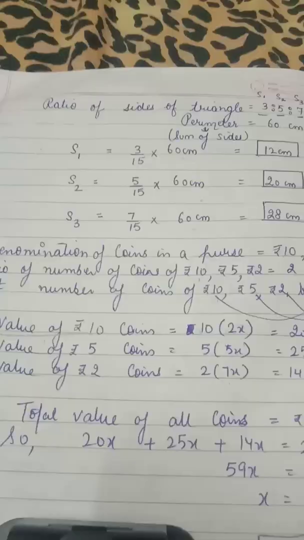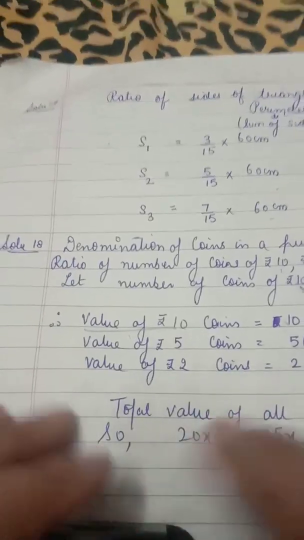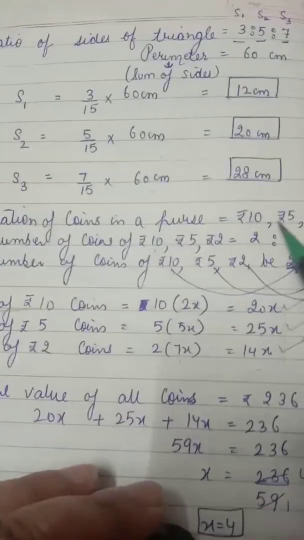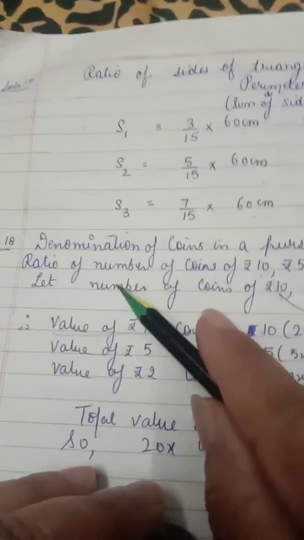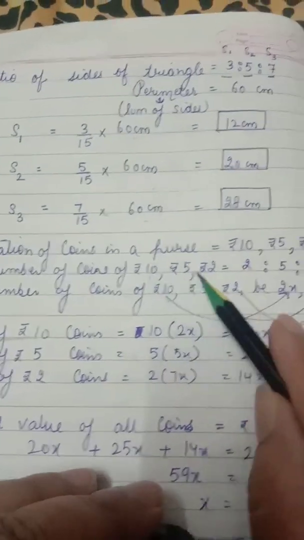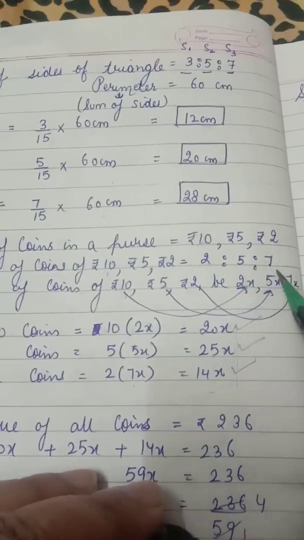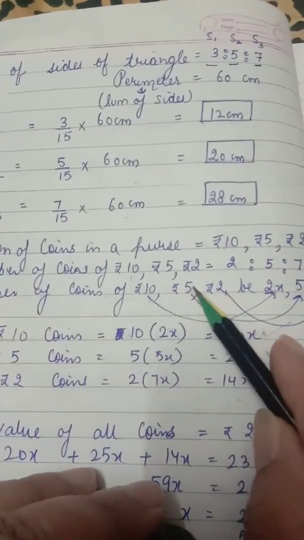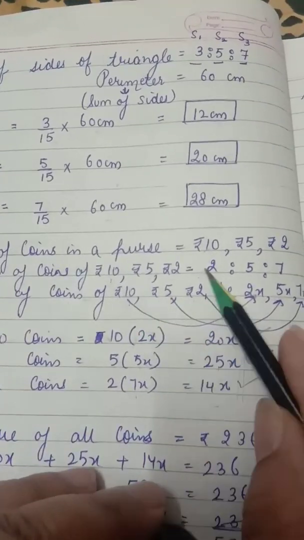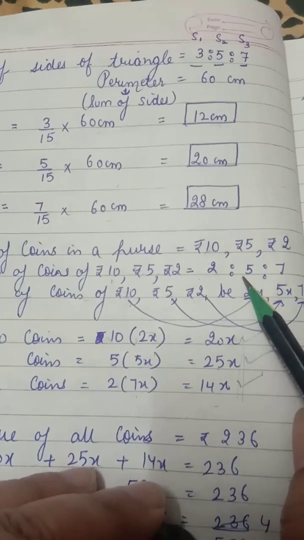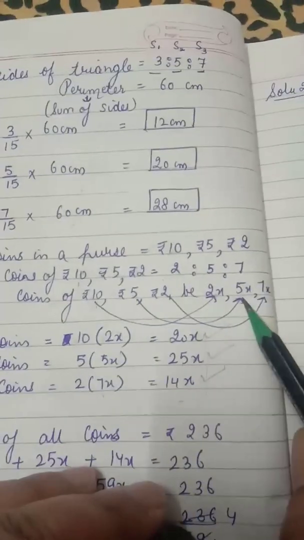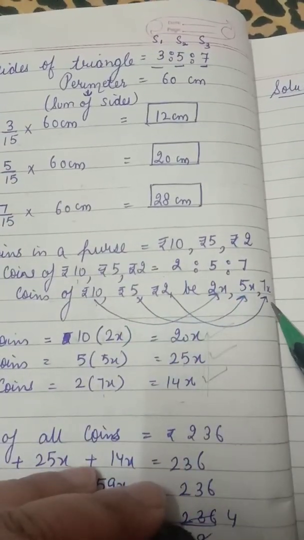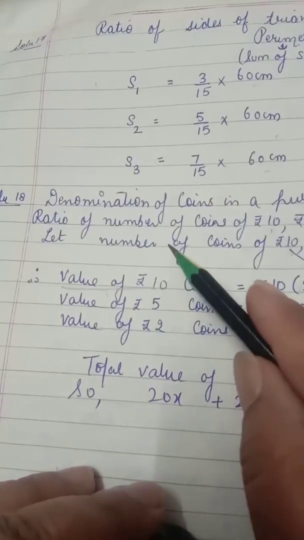Let's check now. So, denominations of coin in the purse are 10, 5 and 2, and the ratio of the coins of 10, 5 and 2 is 2 ratio 5 ratio 7. Let the number of coins of 10, 5 and 2 be: 10 का ratio 2 है, let it be 2x, 5 का ratio is 5, so let it be 5x, and 2 का ratio is 7, so let it be 7x. So now that was the number of coins.